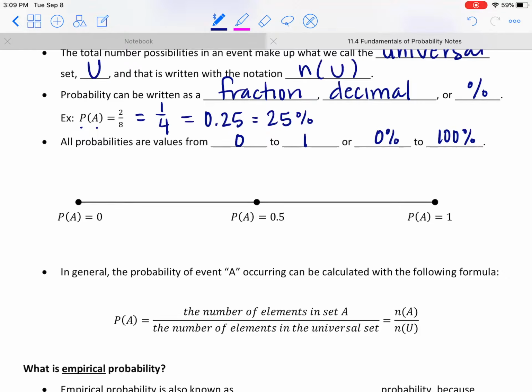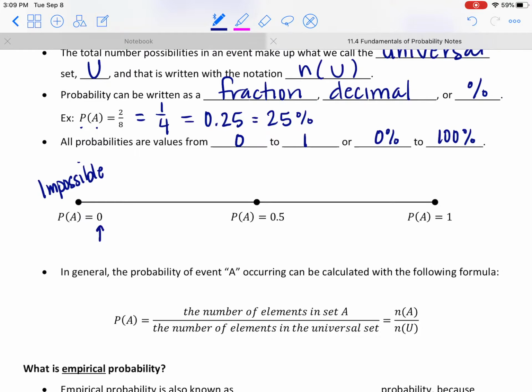And therefore we can't have probabilities outside of the range between 0 and 1 if we're looking at the fraction or the decimal value. Okay? If we have the probability of event A being 0, how could we describe an event that has a probability of 0? Well, if the probability is 0, that means it's not going to happen. We would say that an event that has a probability of 0 is impossible.